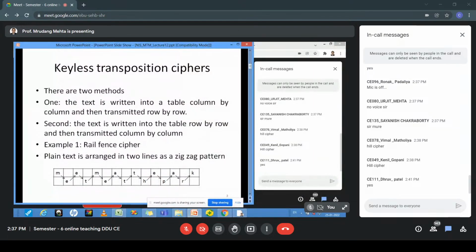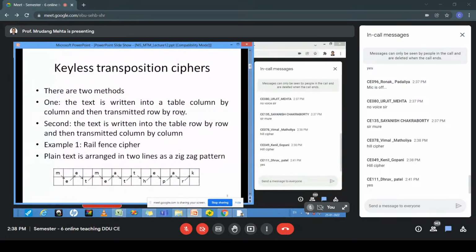So first, there are two types of transposition ciphers. One is keyless and second is keyed transposition cipher. First we discuss keyless transposition cipher. In keyless transposition ciphers, there are two methods. The first method is that the text is written into a table column by column and then transmitted row by row. That is the first method.